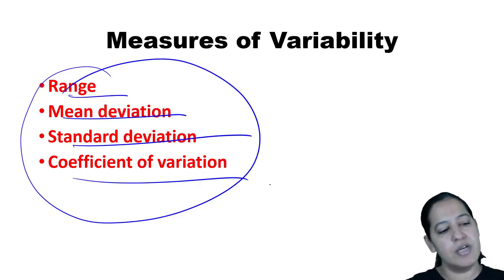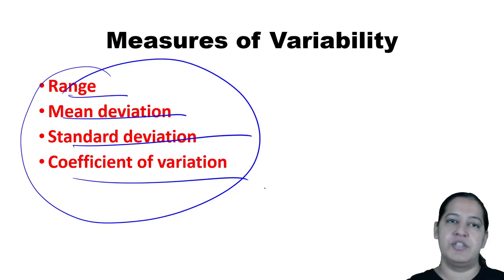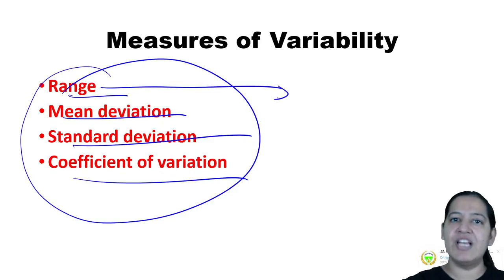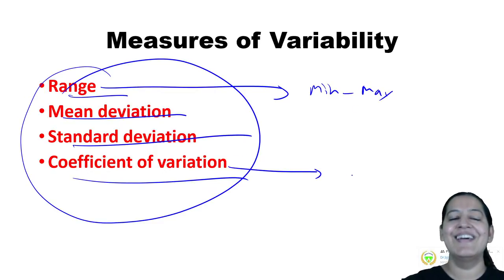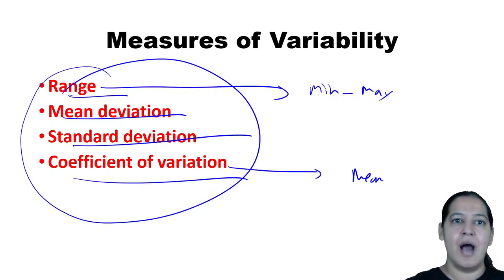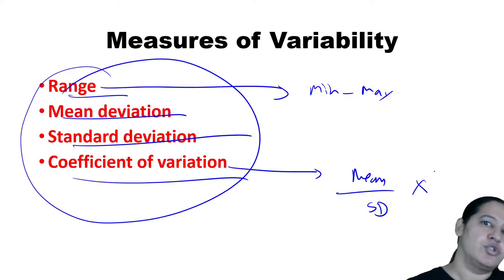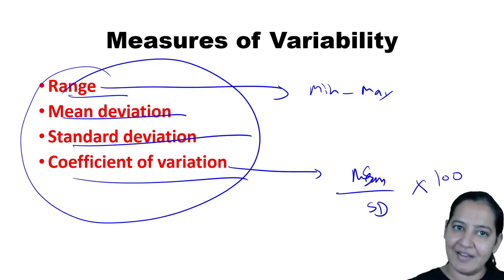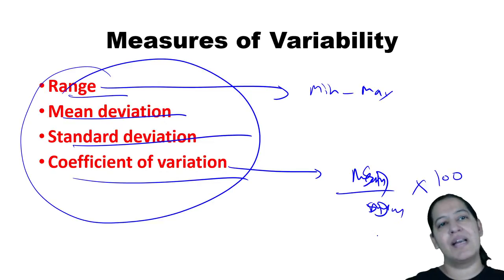Do you have any doubt? If you have any doubt, please write it down in the chat box. Please. What is the formula for range? It is maximum minus minimum. What is the formula for coefficient of variation? It is mean upon standard deviation into 100. Sorry, I said it the wrong way around. Standard deviation upon mean into 100. So that is coefficient of variation.